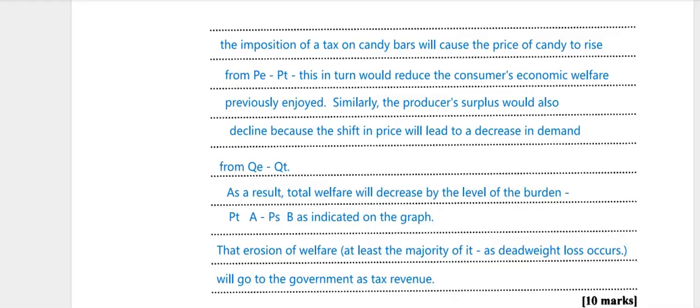Now that erosion of welfare, the majority of it, will go to the government as tax revenue. Of course, there will also be deadweight loss because there will be some persons, both consumers and producers, who would not be able to operate at that new price. All right, so that will result in deadweight loss. But otherwise, the decline in the total welfare accrues to the government as tax revenue.